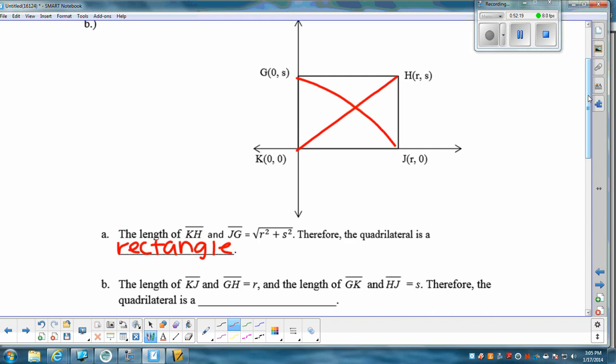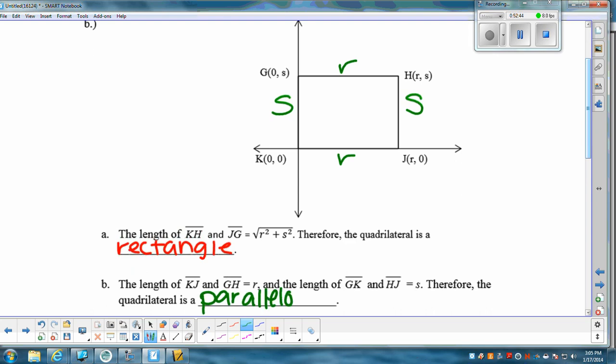So then we look at part B. I'm erasing my information for part A because I no longer know that information. Here, all I know is that KJ has a length of r, GH has a length of r, and GK and HJ both have a length of s. All I know is my opposite sides are congruent, so this is simply a parallelogram.